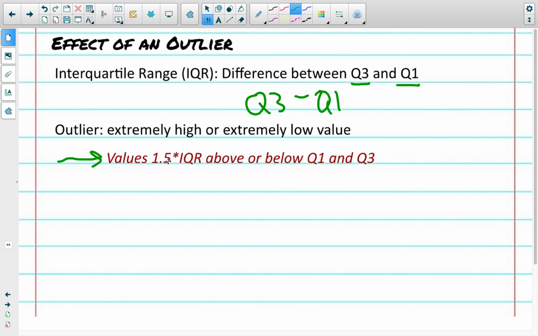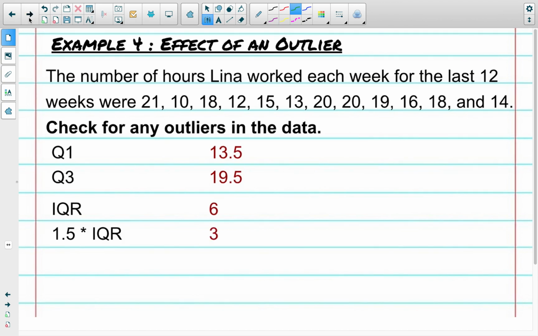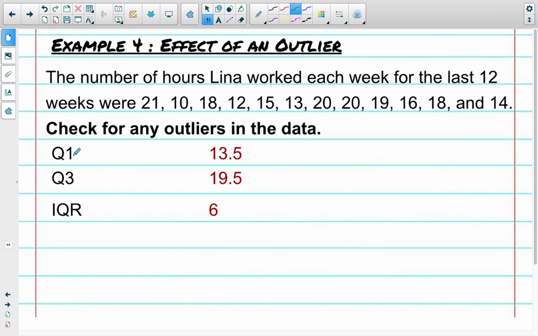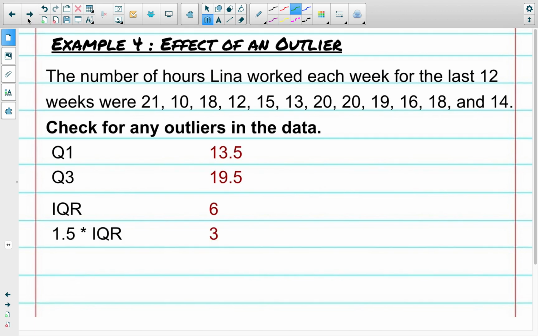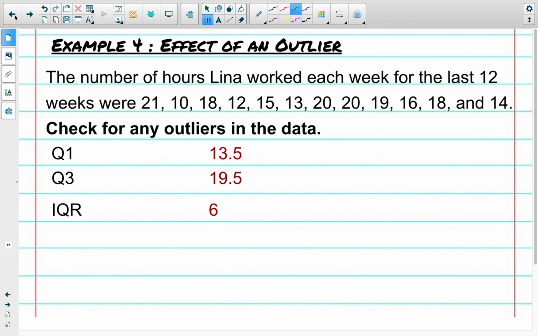Multiply 1.5 times the IQR, and add it to Q3 to get the highest possible value that a number in a data set could be without being an outlier. Then subtract it from Q1 to figure out the lowest possible number that a number in a data set could be without being an outlier. When doing this, I recommend writing out your Q1, Q3, IQR, 1.5 times the IQR, and the values below and above. Those are the 5 steps I recommend taking going forward.